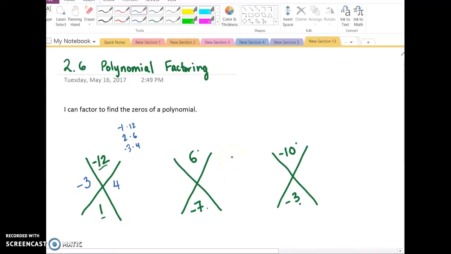So pause the video, try to win the game for these two x's. Try to figure out which numbers multiply to make the top and add to make the bottom.